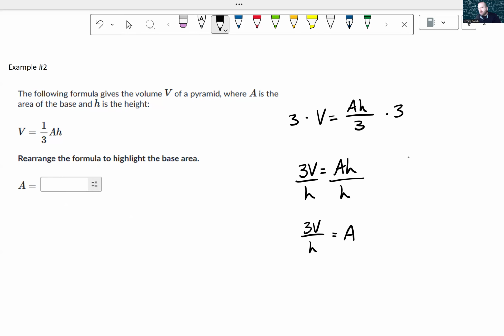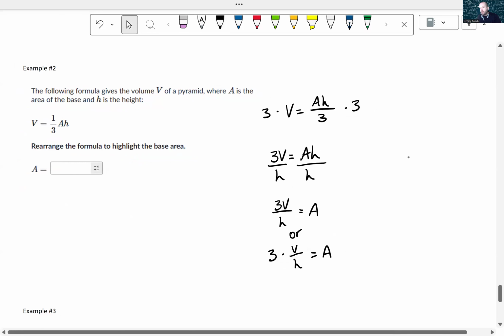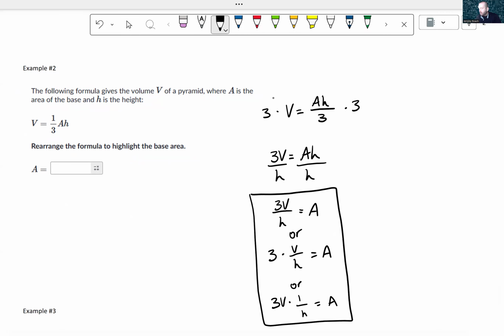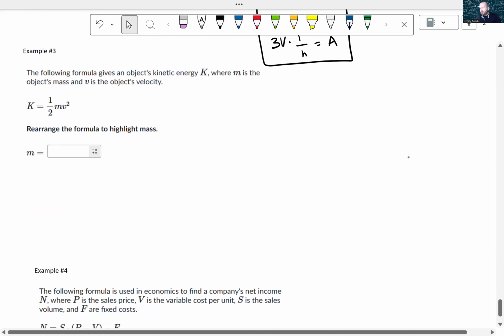You could also rewrite it like 3 times V over H equals A. That is also acceptable. A third way you could write this, just kind of a side note here, you could write this like 3V times 1 over H equals A. So those are 3 equivalent statements. Notice how we can write fractions this way, because this is very helpful when we're getting into things like doing physics equations and geometry.